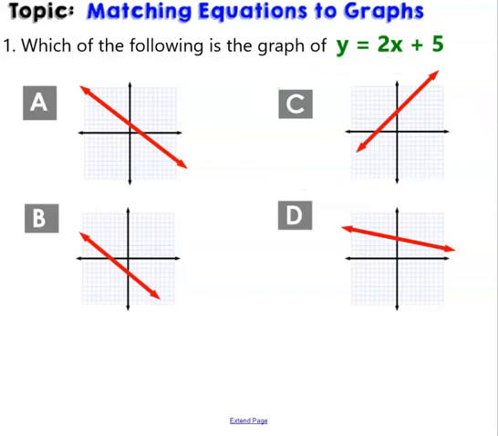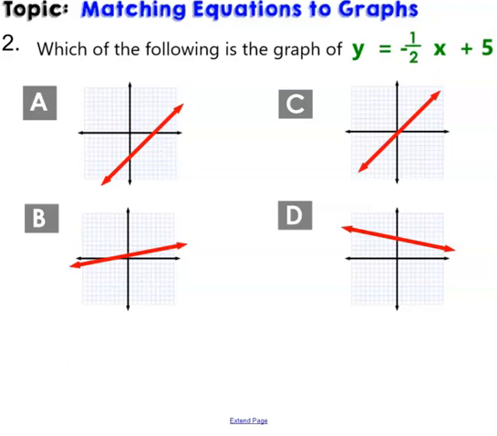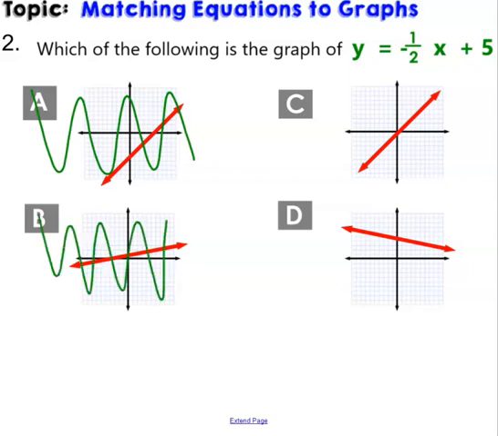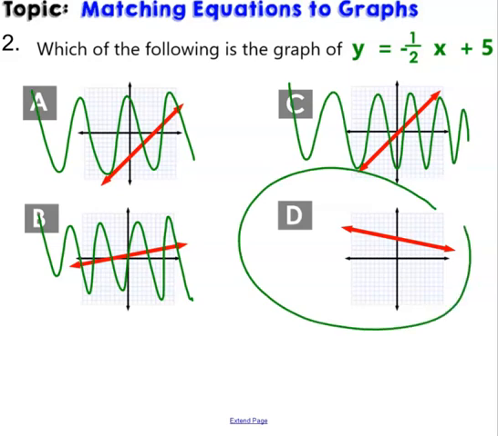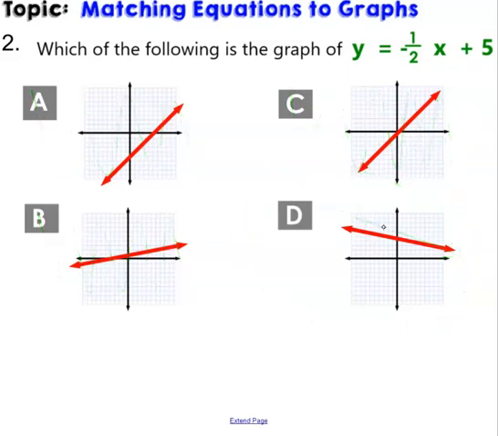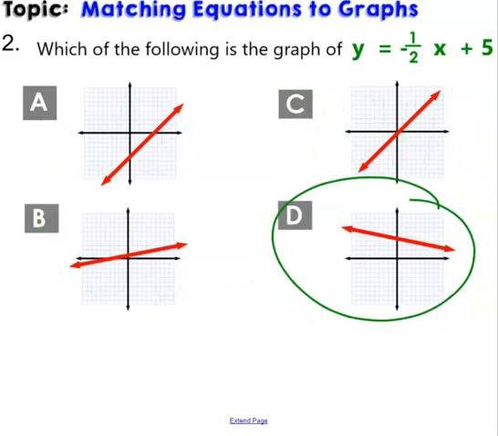Let's try this again. Which of the following is the graph of y equals negative 1/2 x plus 5? Well, what is this telling us? It's telling us that the graph is going downhill. Well, this one's not going down, this one's not going down, and that one's not going down. This is the only one that goes downhill when I read from left to right. So the answer is D.